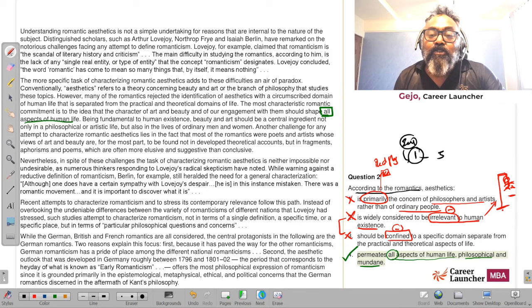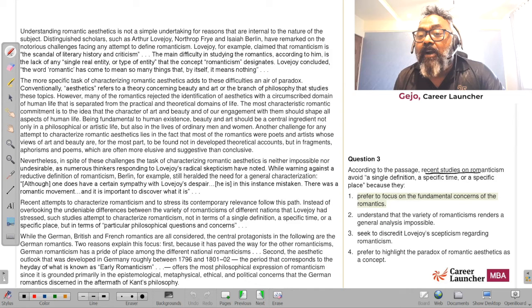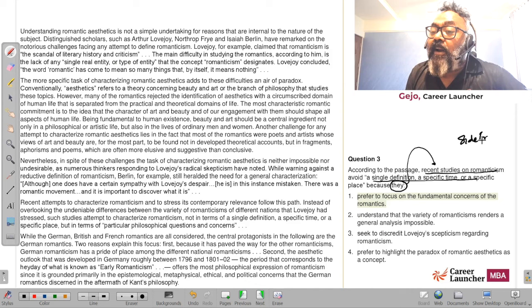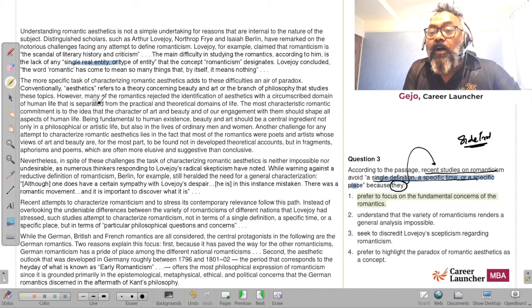Okay, according to the passage, recent studies on romanticism avoid a single definition because they. D is referring to the recent studies. Now, look at what the question setter is doing. I'm going to tell you there'll be a lot of sidetracking. Now, this particular statement here, single definition, specific time or specific place, is actually mentioned here. Single definition of, okay, this is actually mentioned here. In terms of single definition, specific time or specific place.